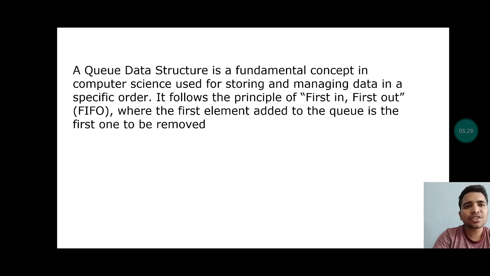A queue data structure is a fundamental concept in computer science used for storing and managing data in a specific order. It follows the principle of first in, first out, where the first element added to the queue is the first one to be removed.